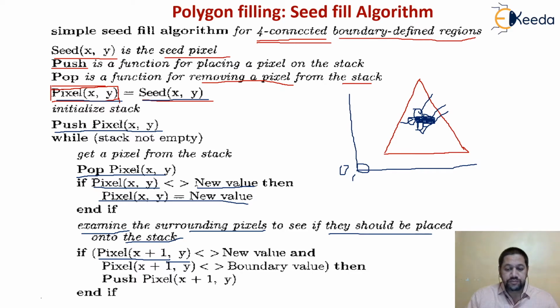Just move to the next slide. The algorithm is continued now. I have covered only x plus 1 comma y, so the algorithm will be continued for the remaining 3 neighboring pixels, which is there in the next page.